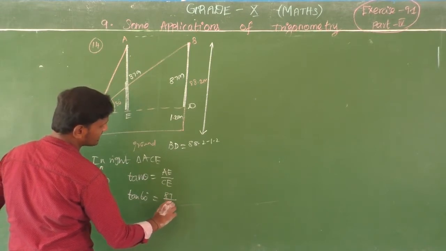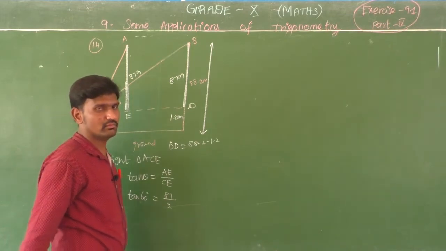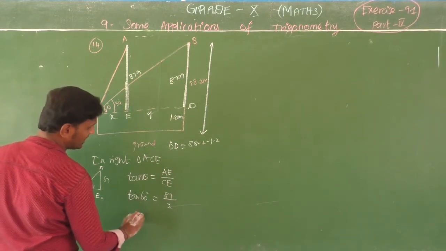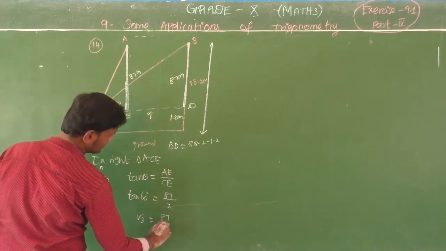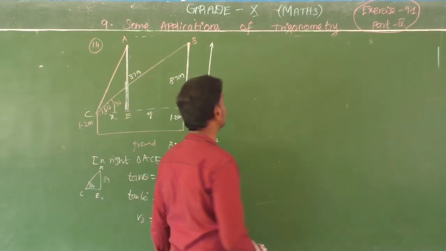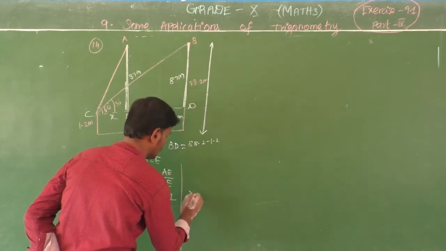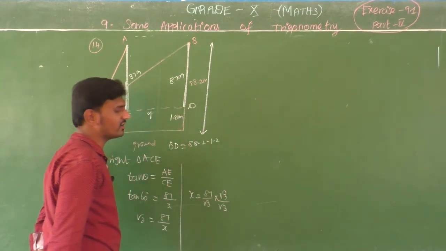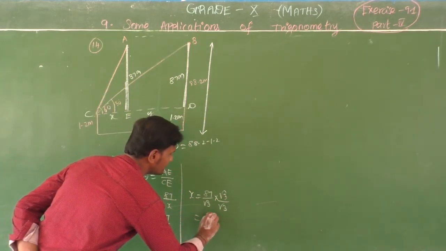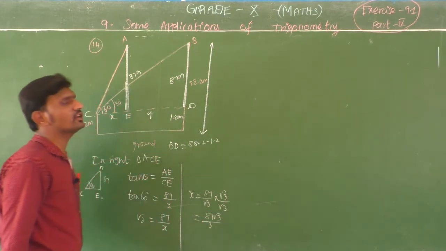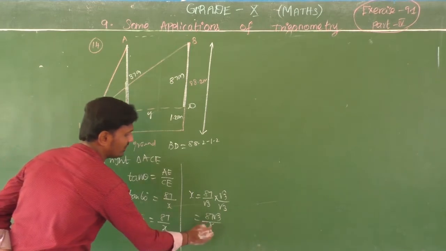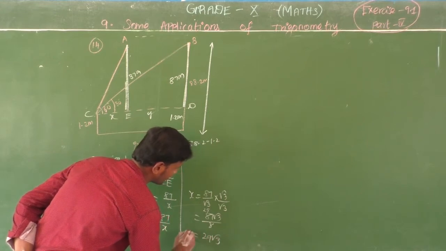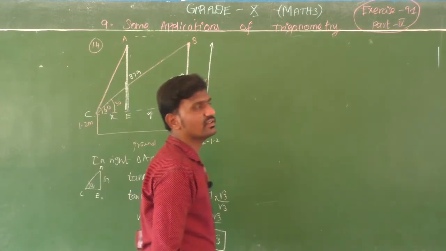You don't know CE, so take it as x, and this other one as y. Mention the names. Now what is the value of tan 60? It is root 3, which equals 87 by x. I need only x, so x equals 87 by root 3. Now I take the conjugate factor to get 87 root 3 divided by root 3 into root 3, which is 3. Now 3 times 29 is 87, so that is 29 root 3 meters. This is the value of x.